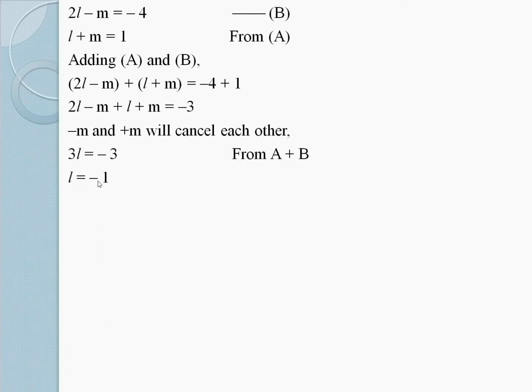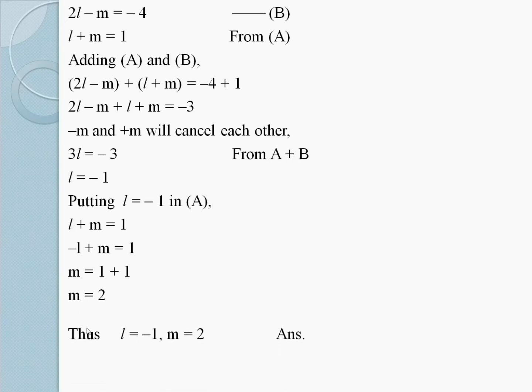L equals minus 1. Putting L equals minus 1 in A. L plus m equals 1. Minus 1 plus m equals 1. M equals 1 plus 1, m equals 2. Thus, L equals minus 1, m equals 2 is the required answer.